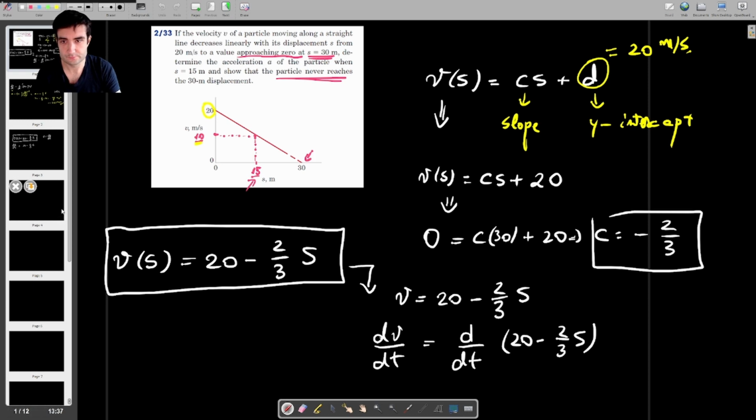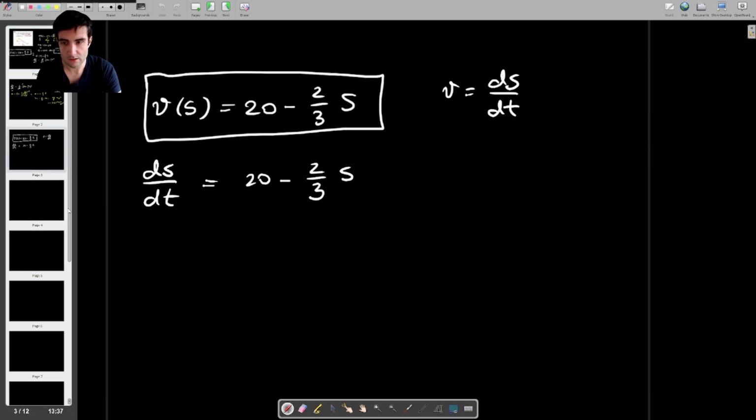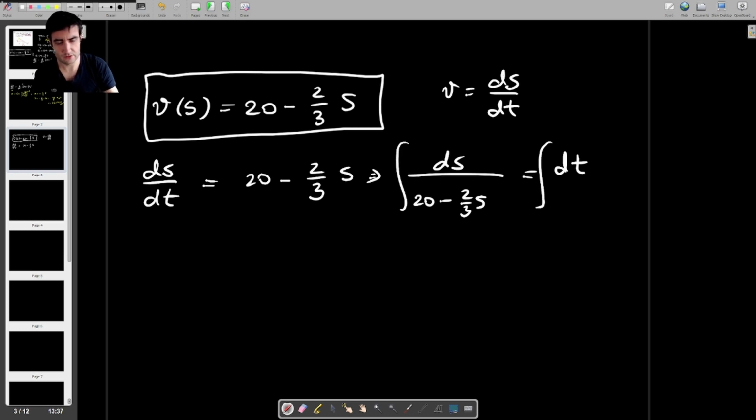So we can then separate the variables and then integrate. That's going to give us ds over 20 minus 2/3 s is equal to dt. And we're going to integrate both sides. Now, you can use substitution, but I won't bother with doing substitution. I'll just rearrange the left-hand side to be able to integrate it straight away.